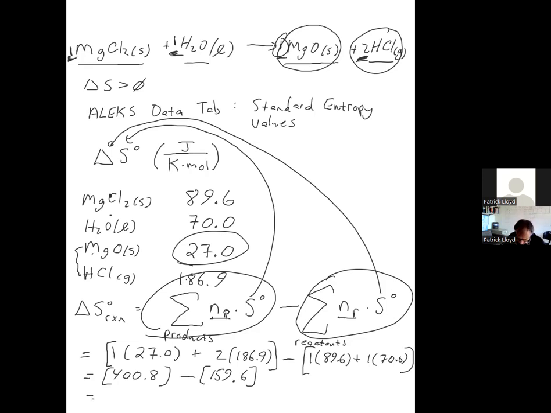Sorry, I'm going slow on this, but I just want to make sure I get it right. 159.6, 241.2. So notice it is positive, so I'll explicitly put a positive there. 241.2, just so it's clear, minus a positive. Okay. So there's your delta S, right? Now, again, the units are joules per kelvin mole.